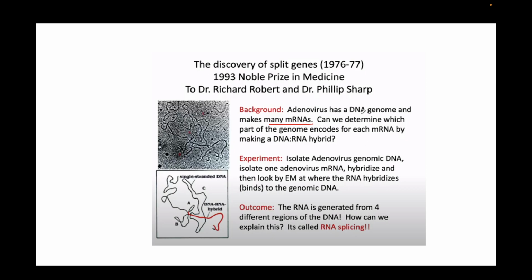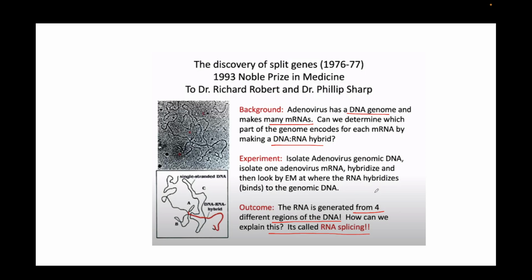Okay, so adenovirus has a DNA genome and makes many mRNAs. Fine. Can we determine which part of the genome encodes each mRNA by making a DNA-RNA hybrid? Next comes the experiment. They isolated the adenovirus genomic DNA and one adenovirus mRNA, hybridized them, and then looked by EM at where the RNA hybridizes to the genomic DNA. This is the figure here, and in the outcome they saw that the RNA is generated from 4 different regions of DNA. How can we explain this?